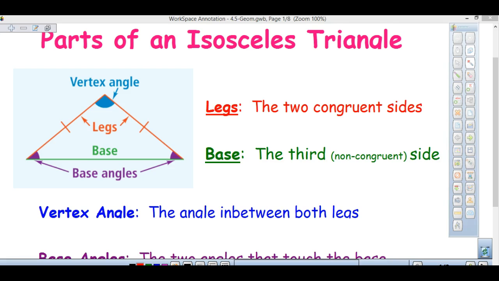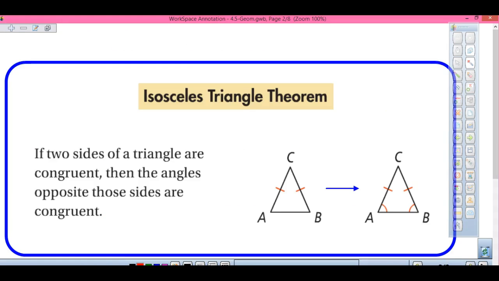Does that make sense? Our base angles are the two angles down on the base, opposite our congruent sides. Got that? What you need to know is that if you have an isosceles triangle with two congruent sides, its base angles are also congruent. So if you see a triangle marked congruent, congruent, you know the two angles below it are also congruent. Make sense?